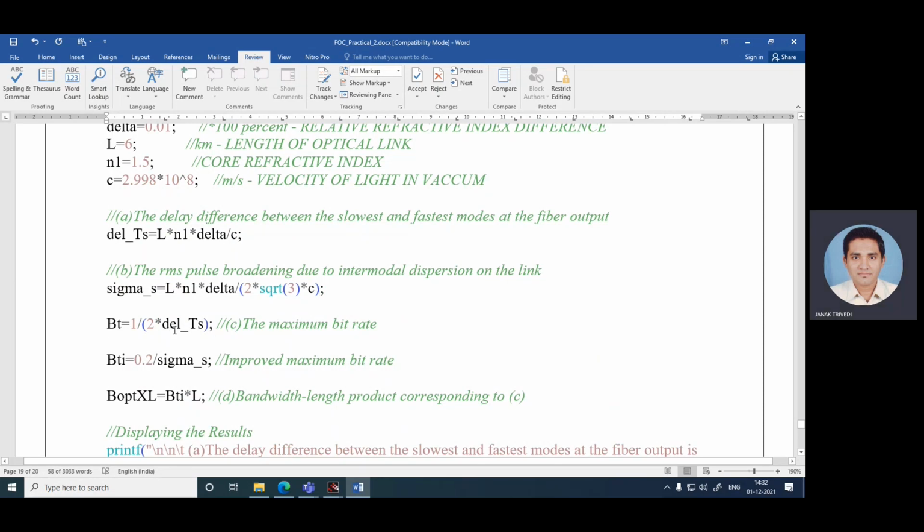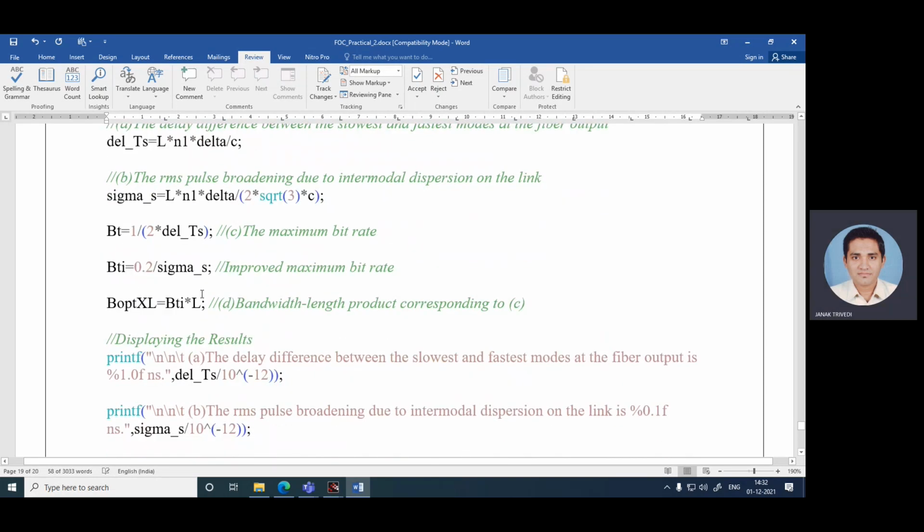Option C, the maximum bit rate, that is B max equal to 1 upon 2 delta TS. The improved maximum bit rate is B suffix T equal to 0.2 divided by sigma S. And B optical into L is equal to BT into L, which is option D, that is the bandwidth length product corresponding to option C. And finally, displaying the result.